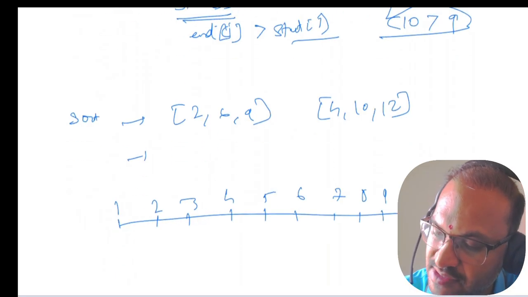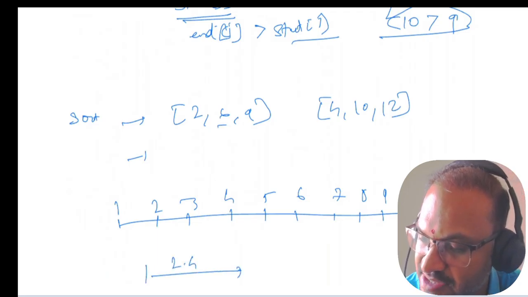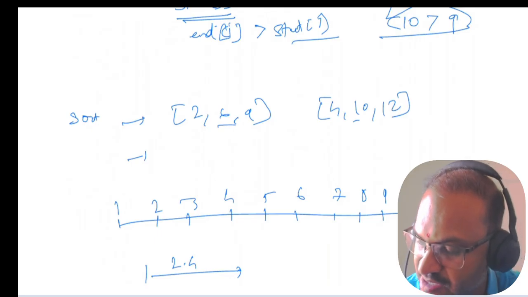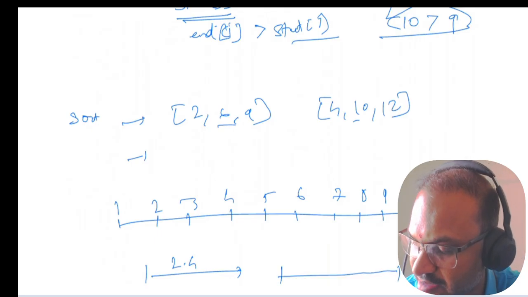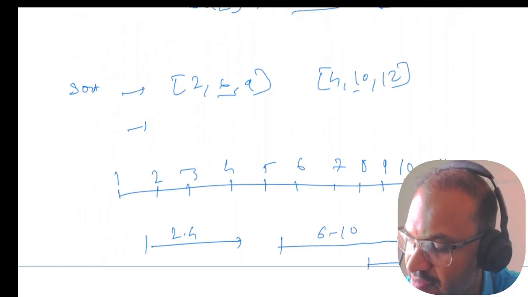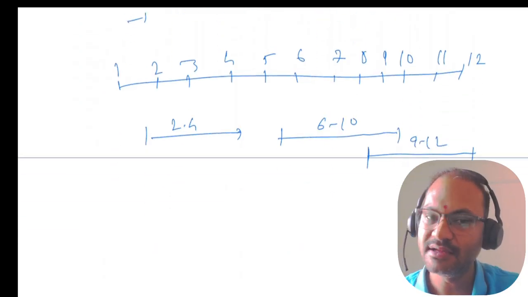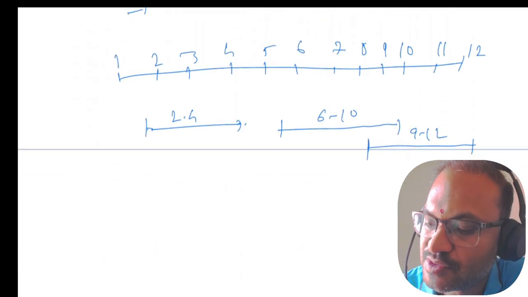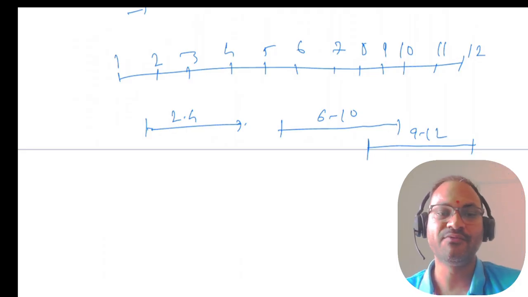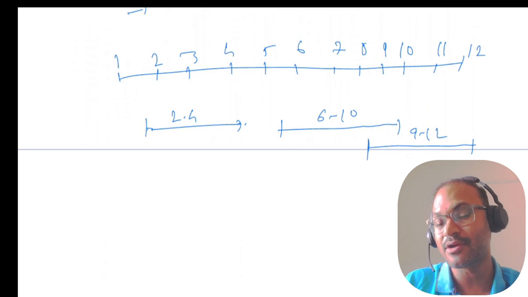so my first meeting will start at 2 and end at 4. My second will start here at 6 and end at 10. My third meeting will start at 9 and end at 12. So here you can clearly see that as we move from first to second to third, we can easily get it, and we don't want to do repetitive comparison again and again.